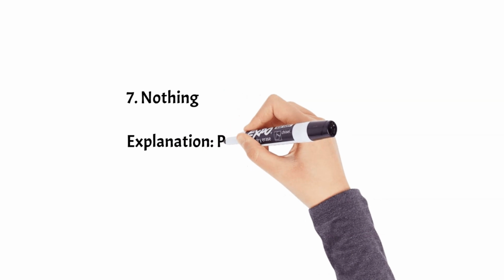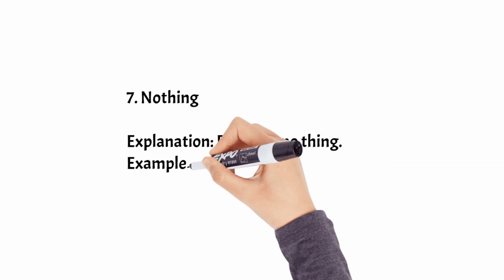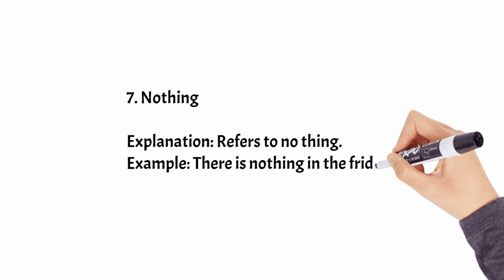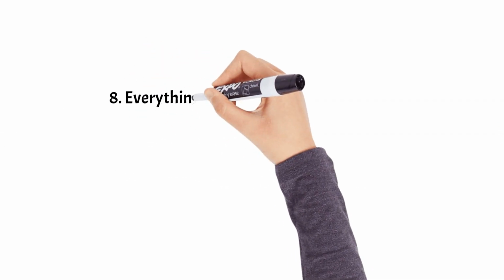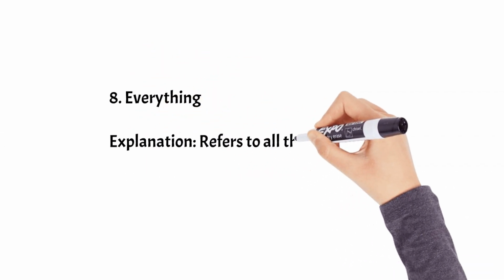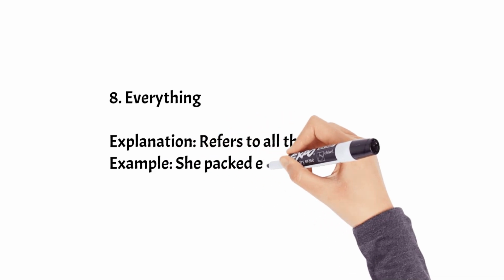7. Nothing. Refers to no thing. Example, there is nothing in the fridge. 8. Everything. Refers to all things. Example, she packed everything for the trip.